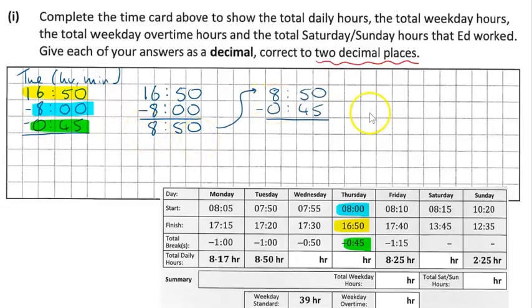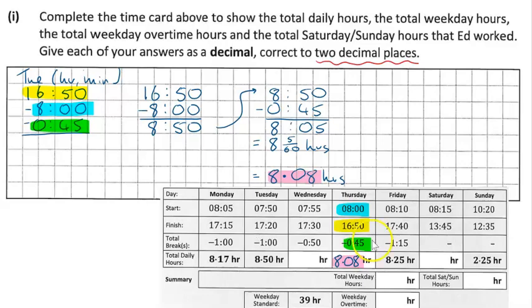And then we're going to subtract the break, which is 0 hours and 45 minutes. Again, we don't need to borrow here because 50 minutes take away 45 minutes is 5 minutes, and 8 take away 0 is 8. So 8 hours and 5 minutes. Now we have to change this into a decimal. So we're going to do 5 minutes divided by 60 because there's 60 minutes in an hour. Into the calculator, and you'll get 8.08 hours. And that's why we fill that in there, 8.08 hours.